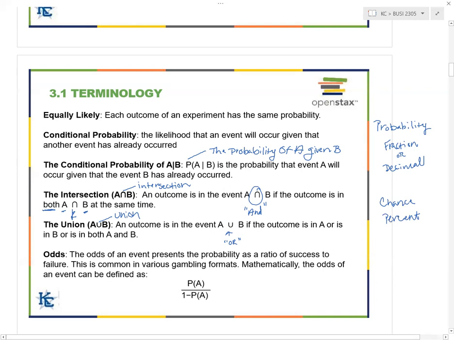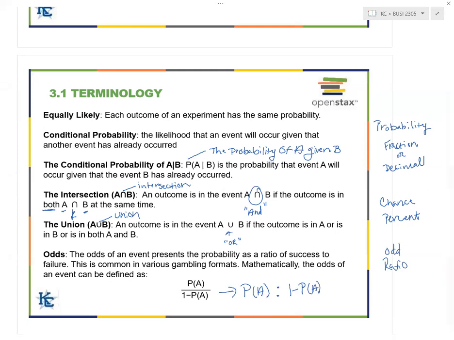Okay. Odds are often shown in ratio form. It's a ratio. So it looks like a fraction, but it's important to realize that it is a ratio. Another way that you could write this to show that it's a ratio is the probability of A to 1 minus the probability of A. The odds of an event presents the probability as a ratio of success to failure. This is common in various gambling formats.